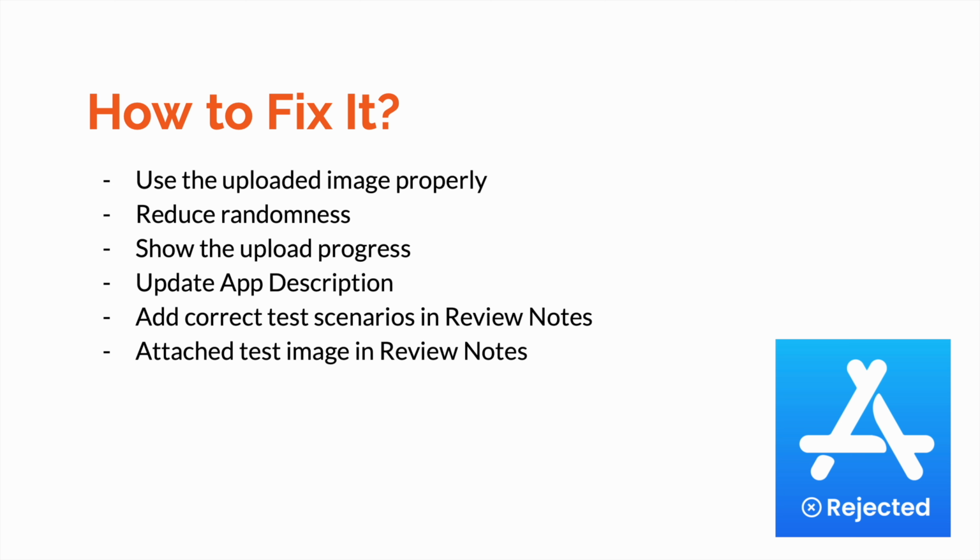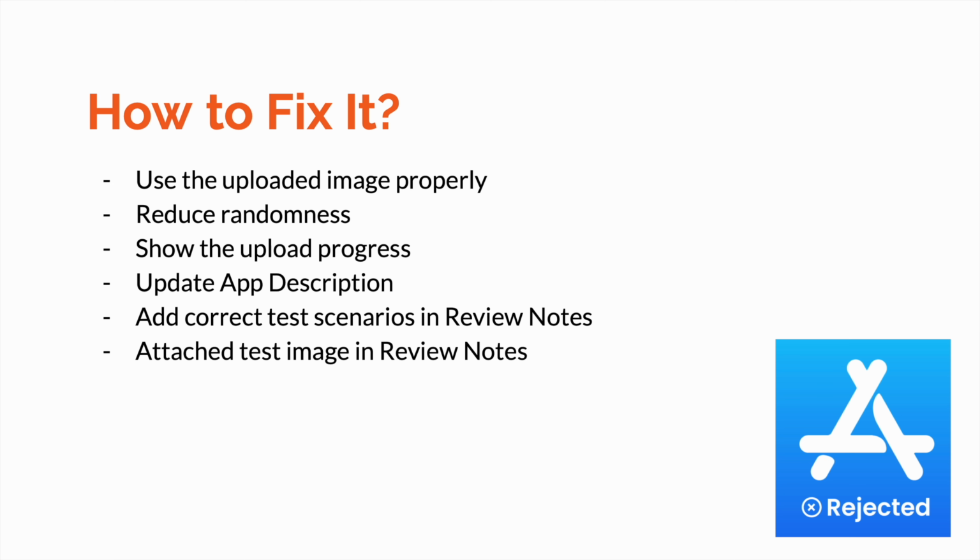Reduce randomness. Set a consistent seed value, reduce prompt variability, and lower denoising strength so the output respects the original image. Show the upload progress. Show the uploaded photo to the user. Add progress indicators so it's clear the app is transforming their own picture.